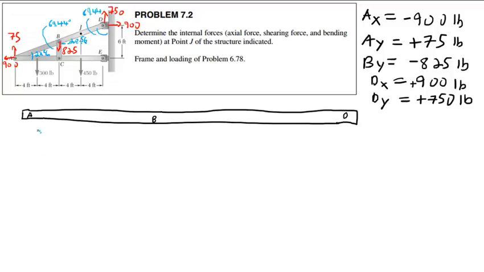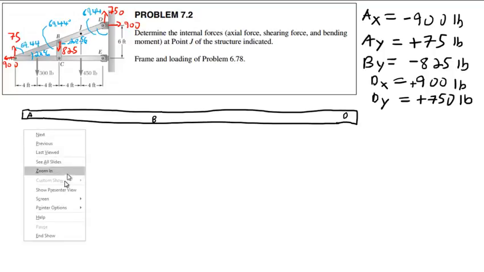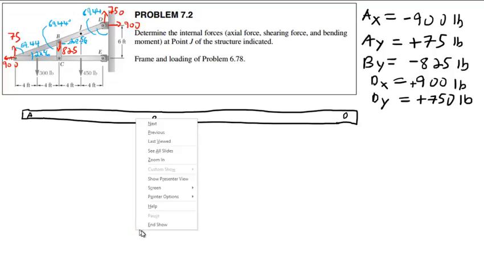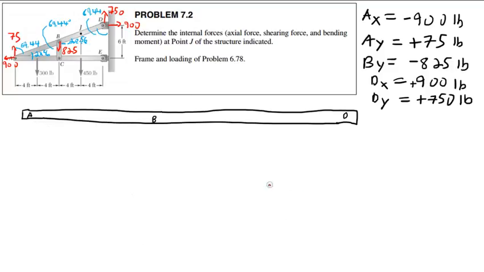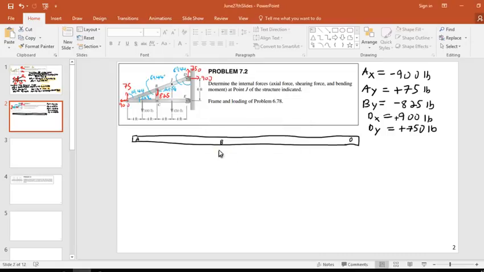Okay, so let's figure this out. Now, let's see. If this is 29.56, then this one from here to here has to be the 69.44. So, okay, let me just go ahead and save this so I don't accidentally erase that again.